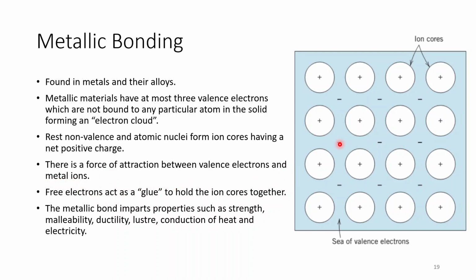These free electrons act as a glue to hold the ion cores together, and the metallic bond imparts properties such as strength, malleability, ductility, luster, and conduction of heat and electricity. Now these free electrons provide easy conduction of heat and electricity in metals.